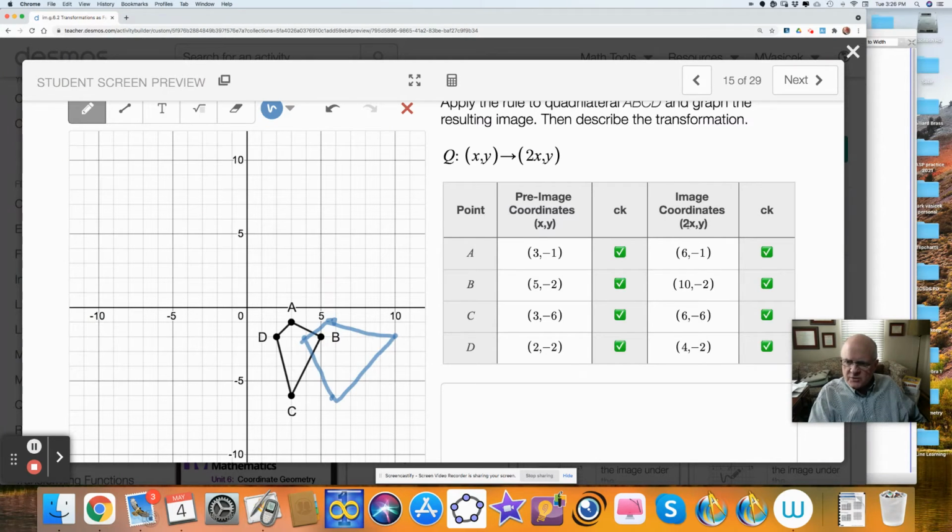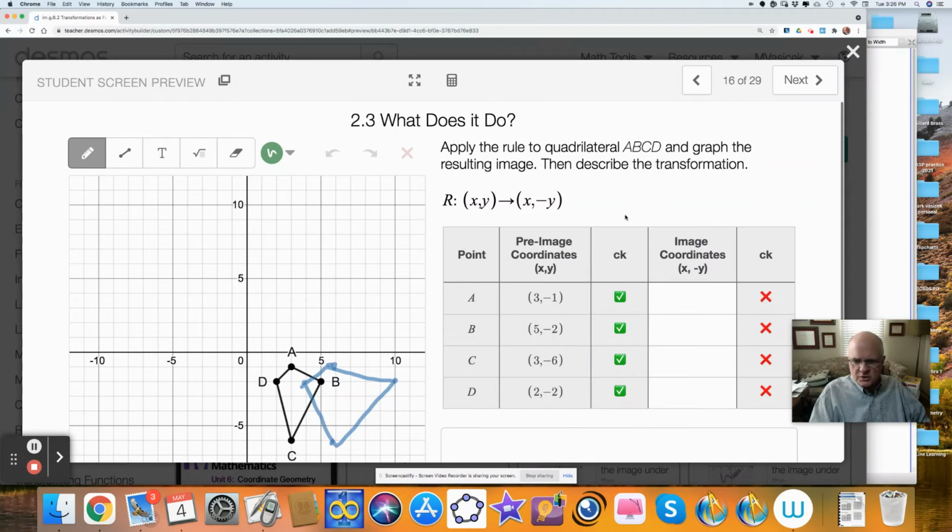It is not a dilation. If it were, both of these numbers, both the x and the y, would have to be multiplied by the same scale factor or scalar. Now let's do the next one.